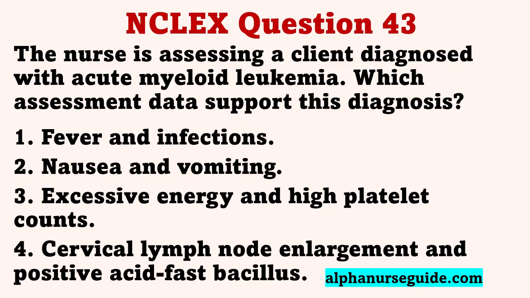In some forms of leukemia, the bone marrow is not producing cells at all, and in others, the bone marrow is stuck producing tens of thousands of immature cells. Cervical lymph node enlargement is associated with Hodgkin's lymphoma, and positive acid-fast bacillus is diagnostic for tuberculosis. Option 3 could be eliminated right off the bat because of the excessive energy. Illness normally drains energy reserves. It does not increase them.